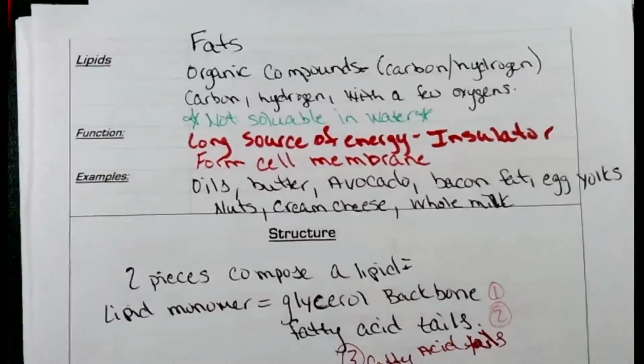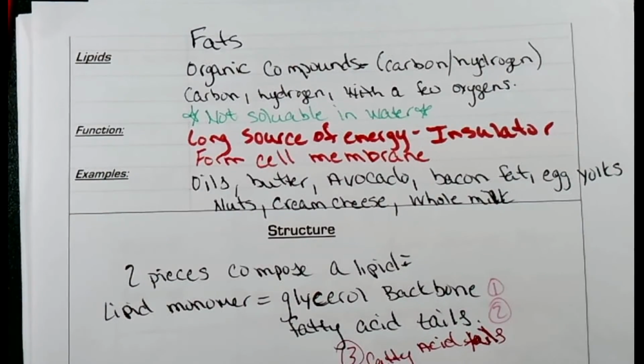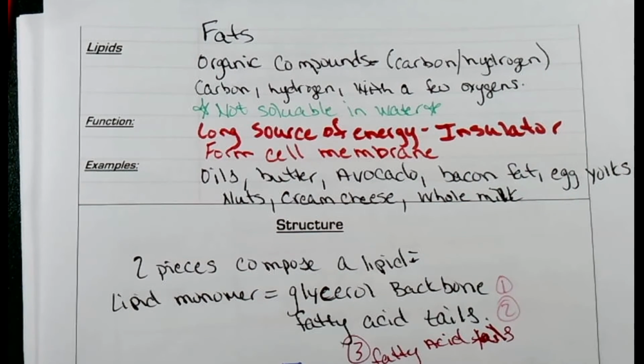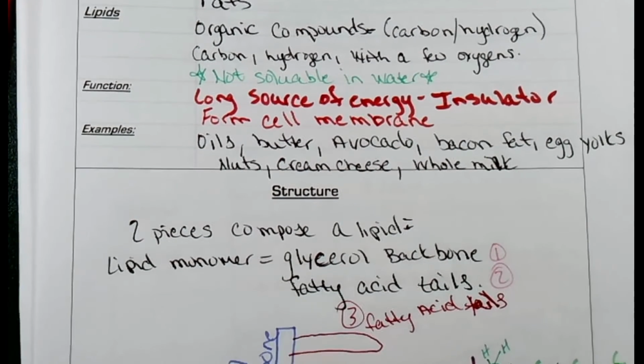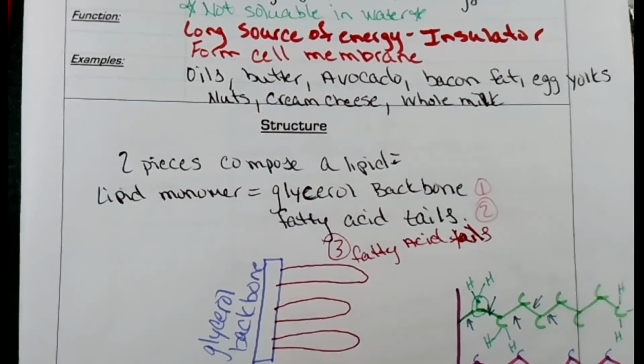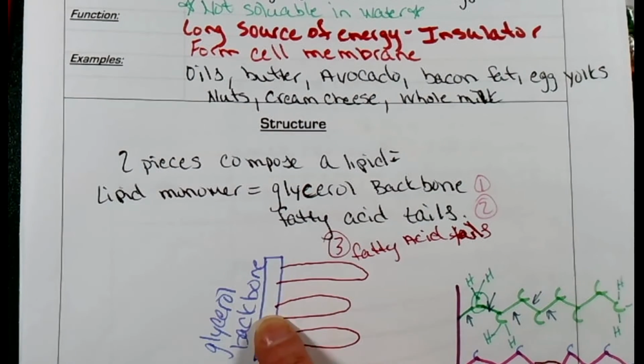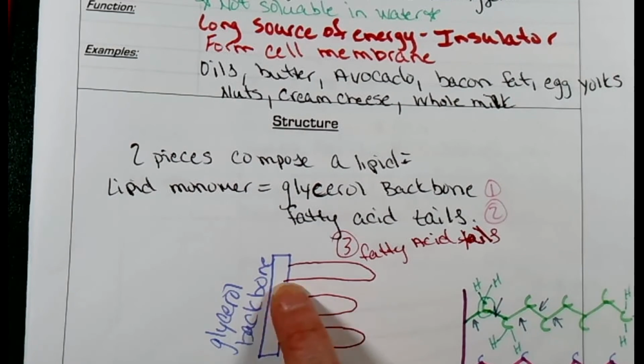Then we go to our fats. Our fats are just organic compounds. Remember, organic, all that means is carbon and hydrogen. And lipids have a few oxygens thrown in there. They are not soluble in water. They do not mix with water. They're the longest-lasting source of energy that we have. They're an insulator, form cell membranes, and there's some of our examples. There's two pieces that make up the monomer for our lipid. One piece is called the glycerol backbone, right here. And then we have three fatty acid tails.